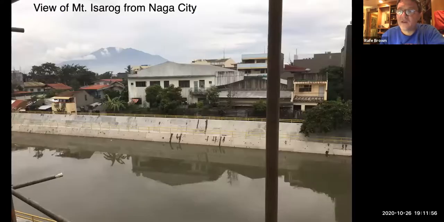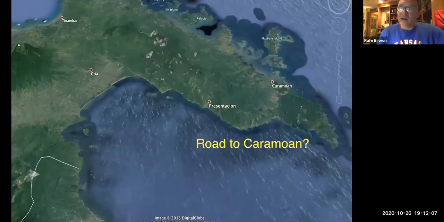And I was really excited to follow up on some of that and do some of that work in collaboration with new collaborators and students. So here's the view of Mount Isarog from Naga City. How do you get to Caramoan?